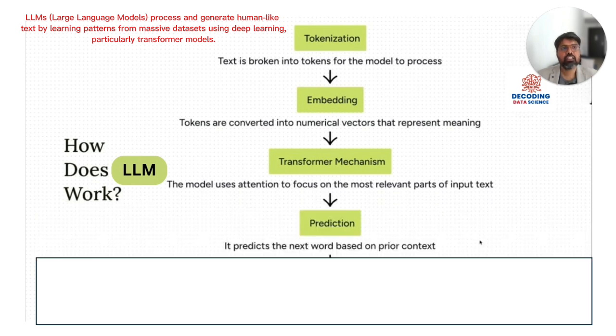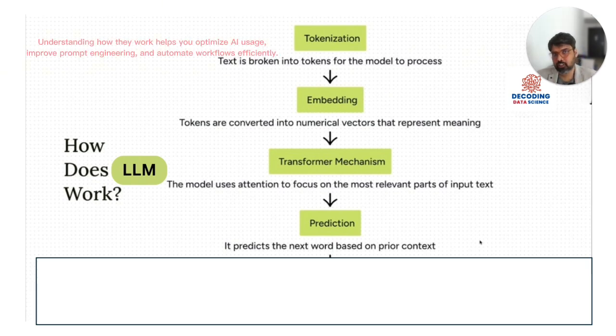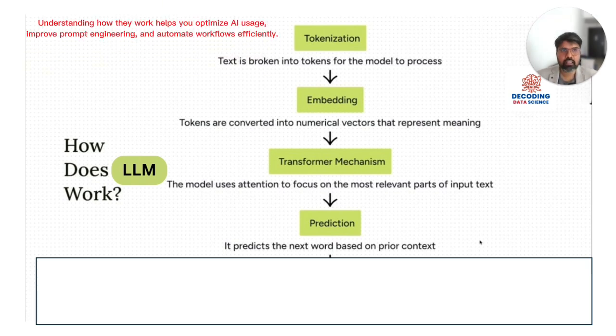Then we have the fourth step. This is what we generally tell people when they ask how does ChatGPT work. It is just predicting the next word, that's it. But without these 3 steps, it is of no use. So after these 3 steps, the fourth step is prediction, which predicts the next word or token based on the prior context, the words that have come before.